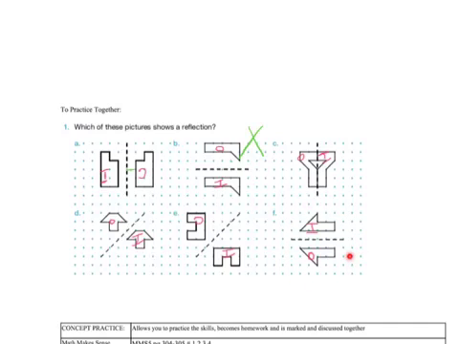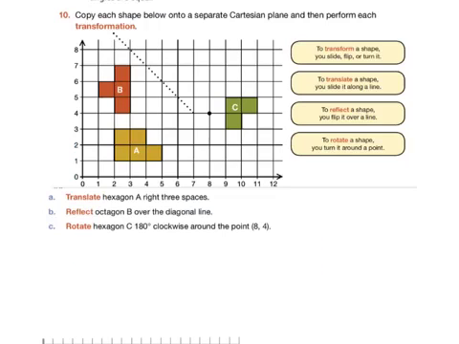Lastly, yes, this is also a reflection. They are facing opposite directions. If this is my original, it has been flipped up, and it is 1 space away from the reflect line. All right, at this point, you're going to practice reflecting.